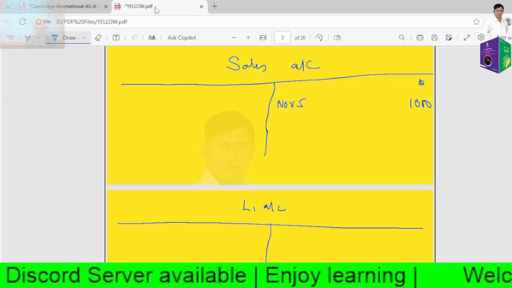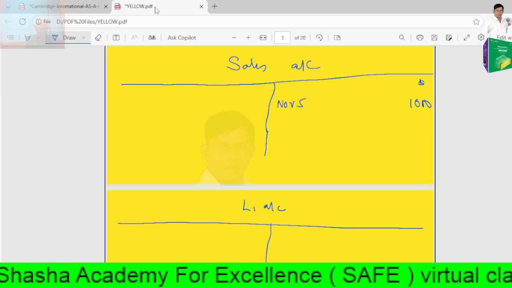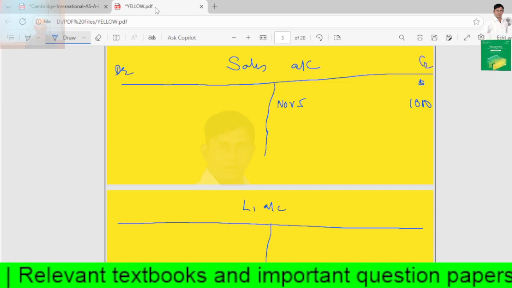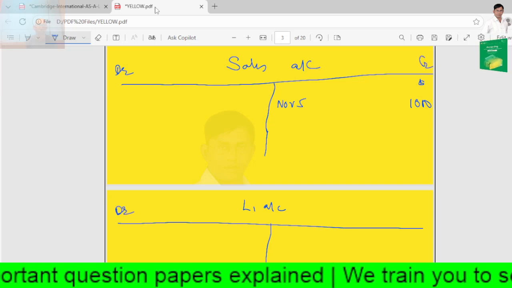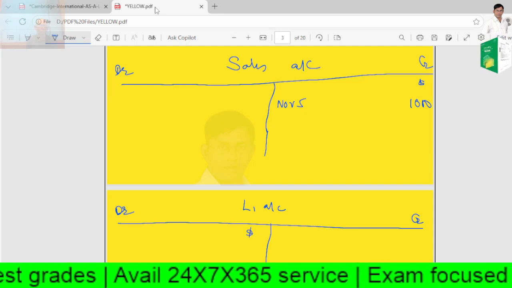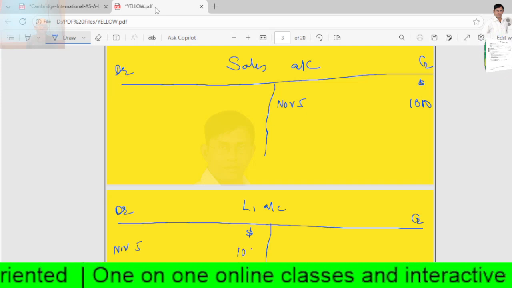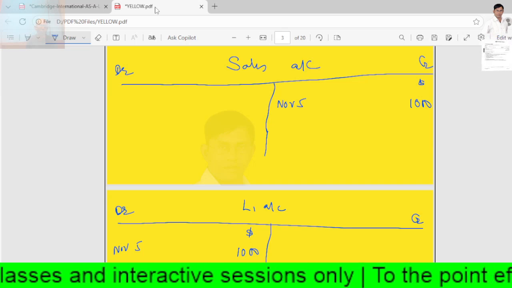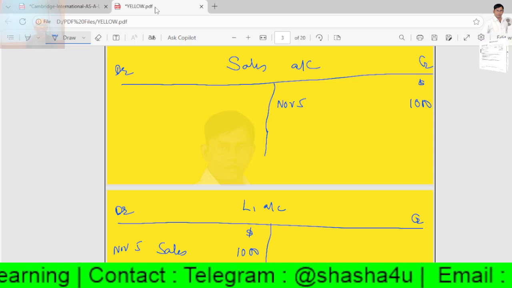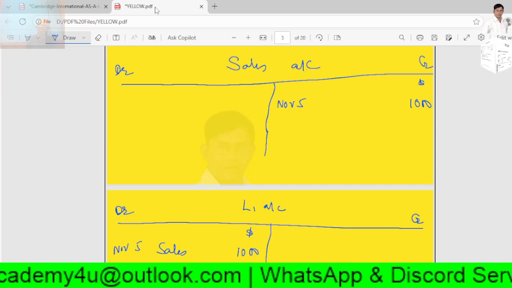Credit all incomes and gains. Lee is the receiver of goods. This side is always debit and this side is always credit by default. So November 5th, 1,000. Why are we debiting Lee? Because we have sold him goods. Sales account will be credited because it's an income. Lee account will be debited because he is the receiver of the goods.